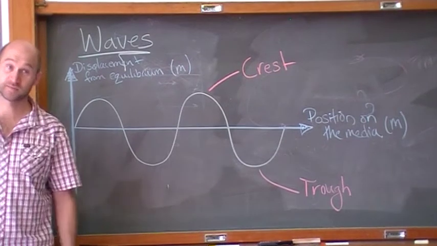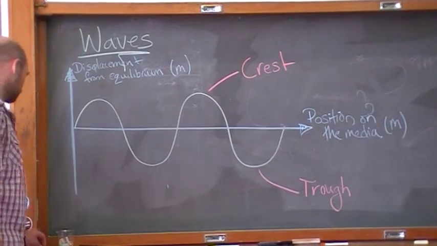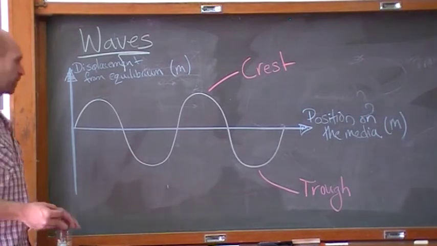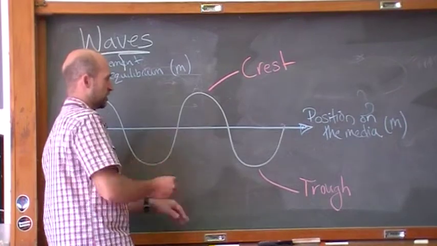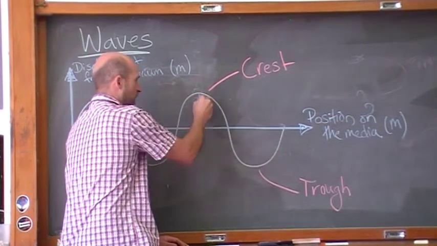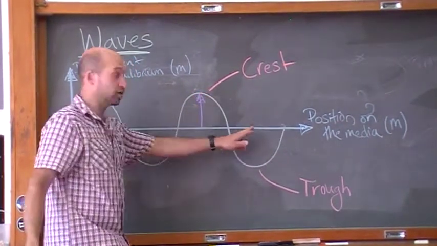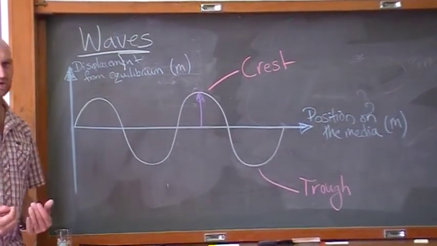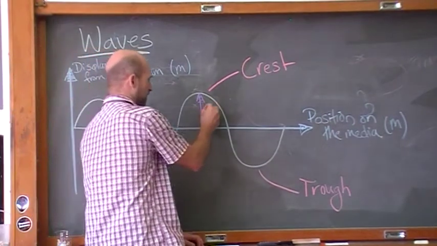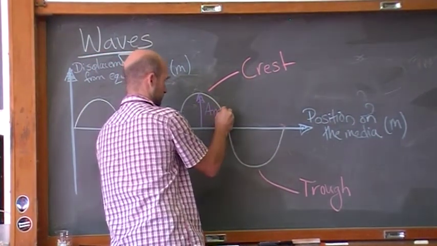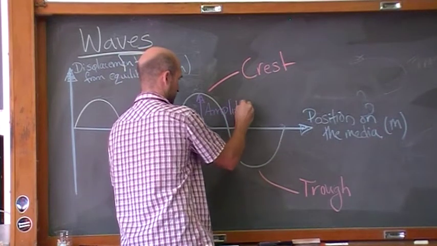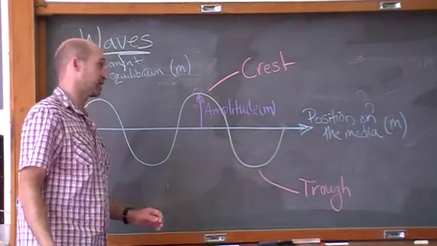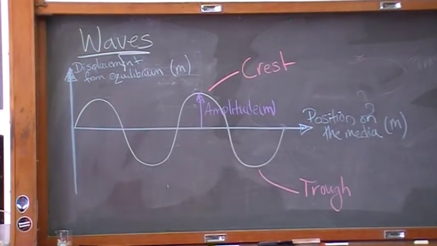Crest and trough are the names for those two parts of the wave, and the name for the distance between the equilibrium position and the highest point, or it could also be the lowest point on the wave, is called the amplitude. Amplitude, like the height of the wave. Also measured in meters. So the height of the wave is the amplitude.